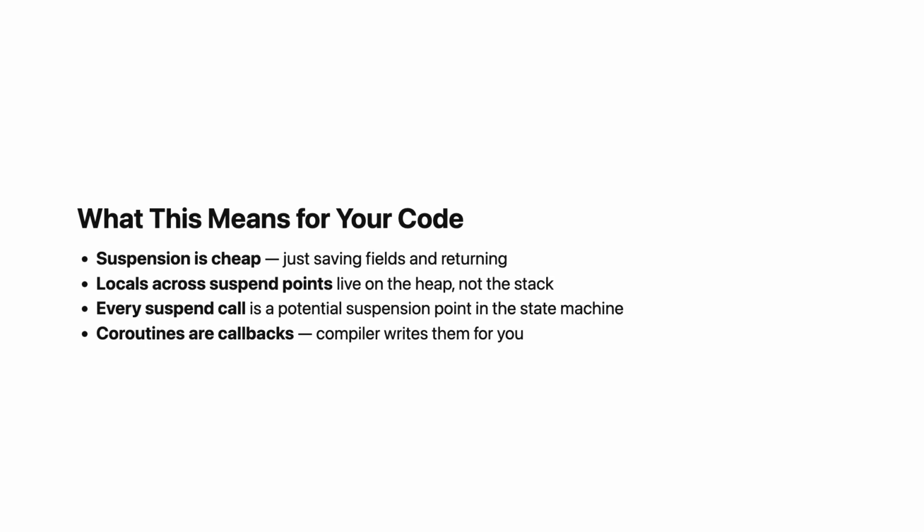Third, every suspend function call is a potential suspension point. The compiler generates the state machine around every call to another suspend function, even if that function does not always actually suspend. Fourth, the continuation object is a callback. Underneath all the syntax sugar, coroutines are callbacks. The compiler just writes the callback code for you, managing state transitions, error handling, and cancellation. So you can write code that looks sequential. This is the genius of Kotlin coroutines. They are compiler-generated callback machines that look like straight-line code.